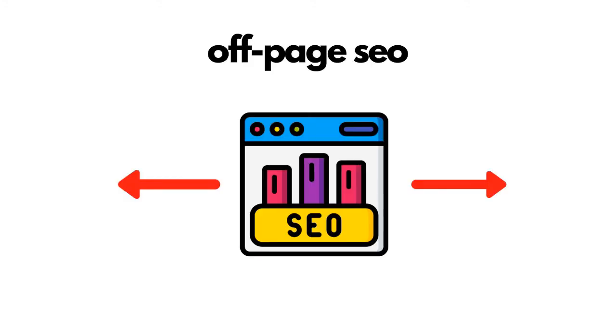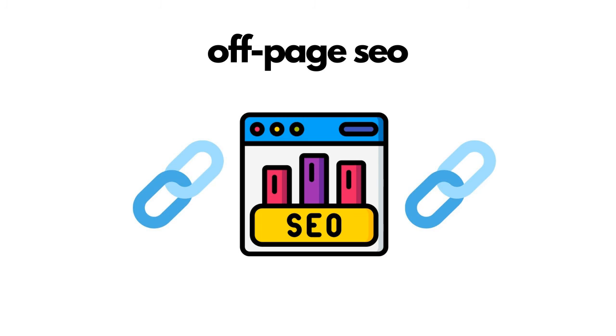Now, let's define off-page SEO. Off-page SEO is the actions taken outside your website that impact search engine rankings. You have less control over these. The biggest off-page SEO factor is the number and quality of backlinks to your website.